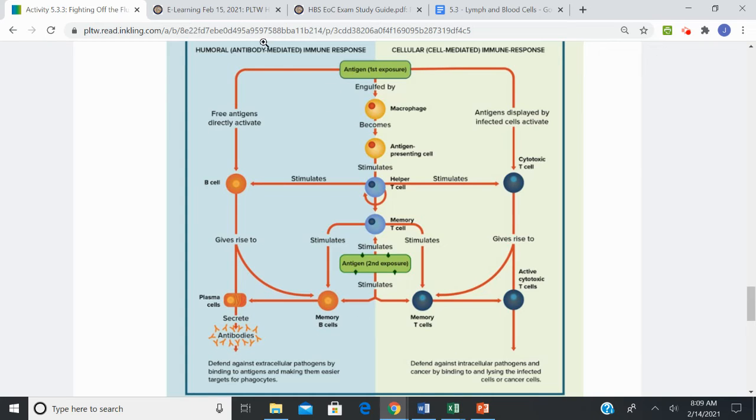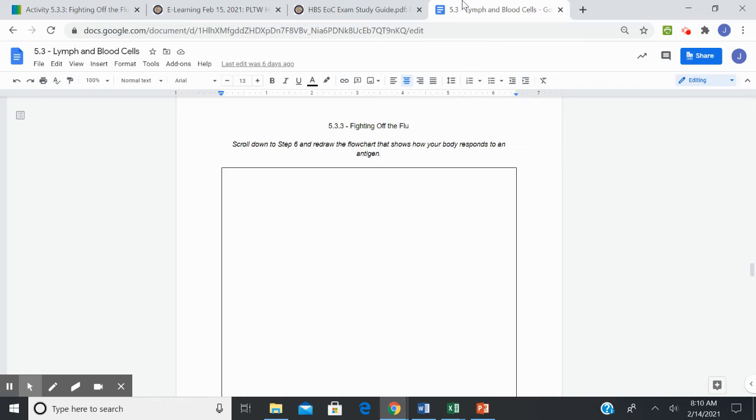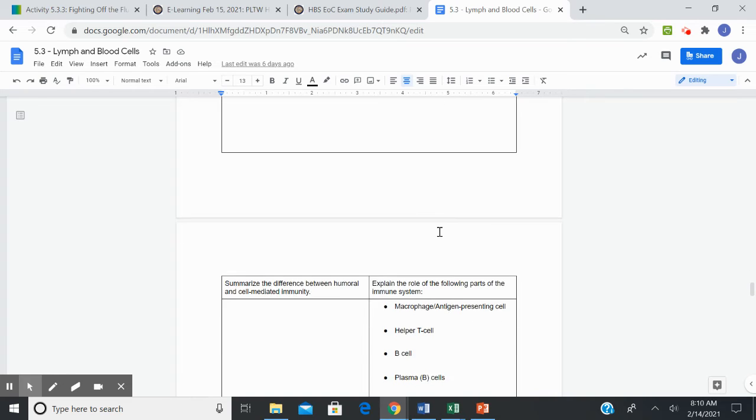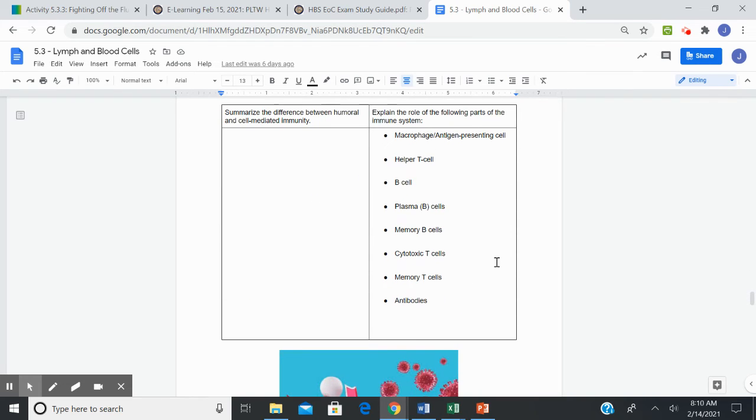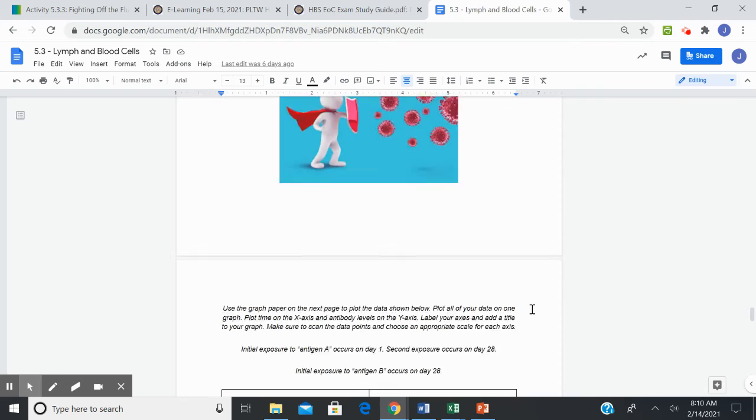So basically, if you'll copy that chart down, hopefully that explanation helps understand what it means. Copy it down here. Summarize the difference between humoral and cell-mediated immunity. You don't need to fill out all this space. I kind of made it bigger because of this box, and then just explain the role of each of these things within that immune system.